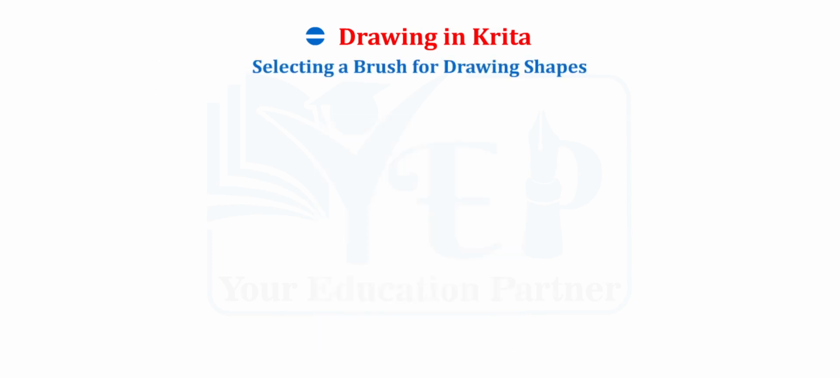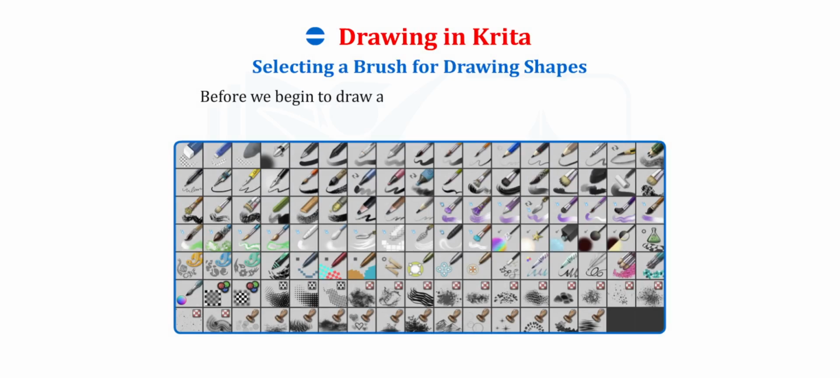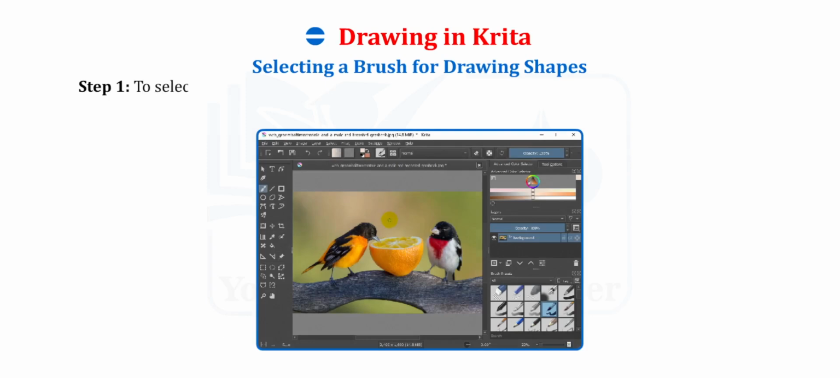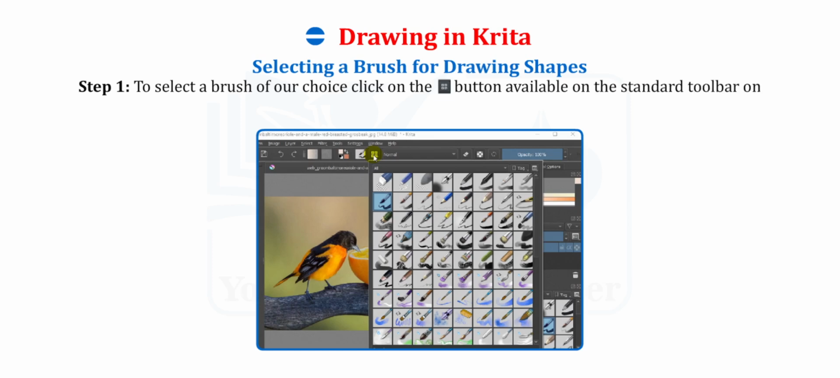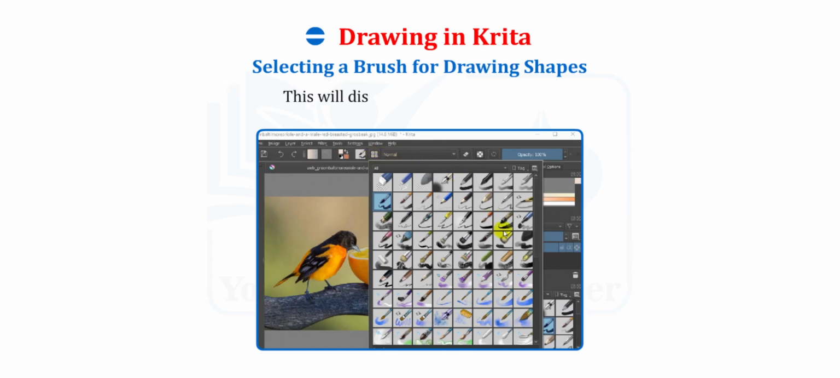Selecting a brush for drawing shapes. Before we begin to draw a shape, we must learn to use a brush. The brush tool is available in the Krita toolbox. Krita provides a large number of brushes. To select a brush of your choice, follow the given steps. Step 1. To select a brush of our choice, click on the button available on the standard toolbar on the top. This will display the brush palette box. Step 2. Select a brush from the brush palette.